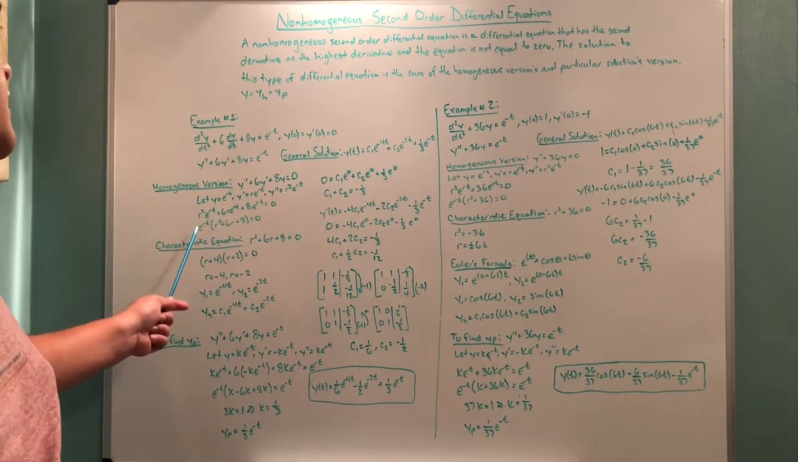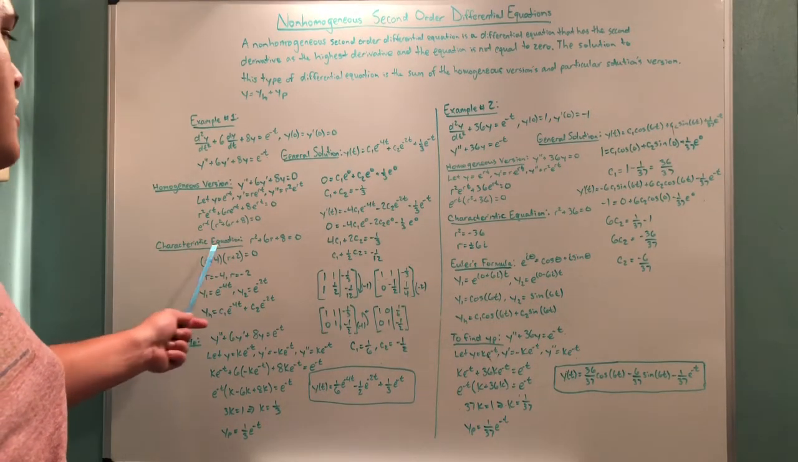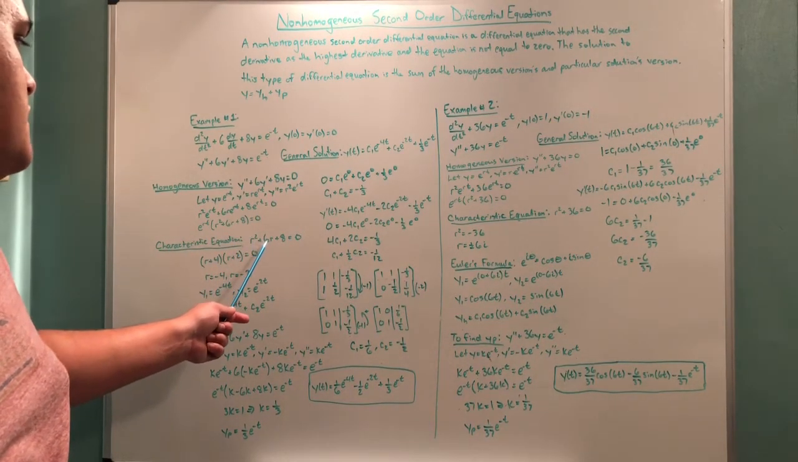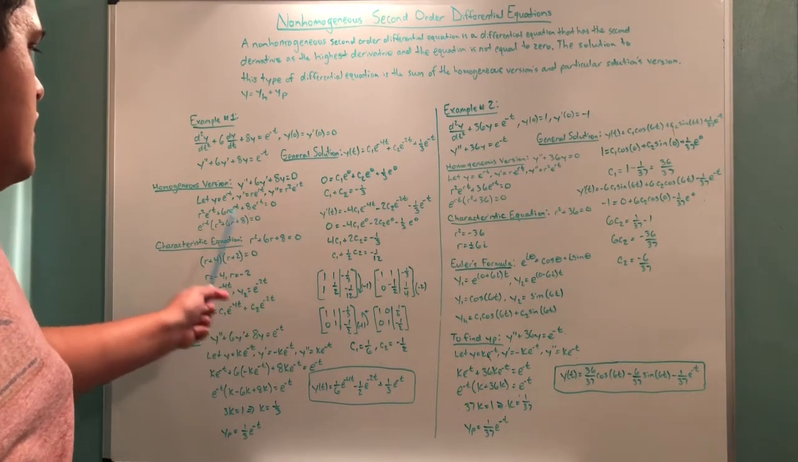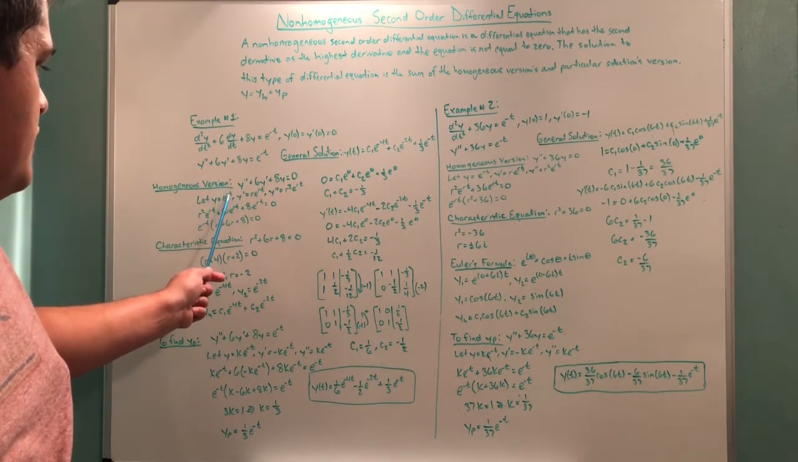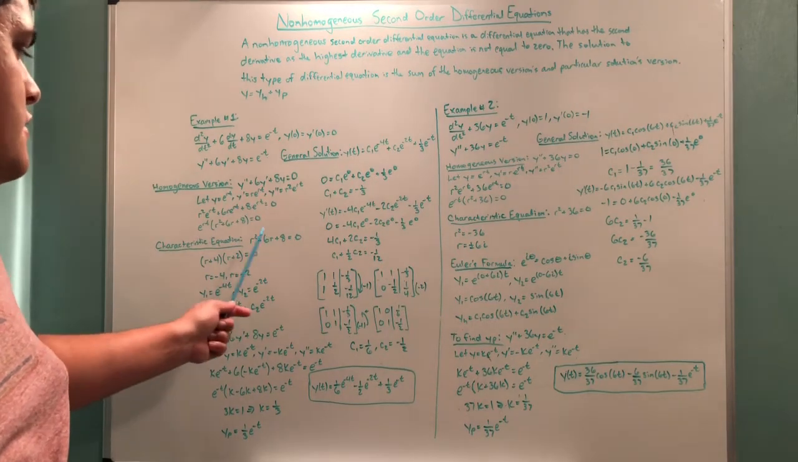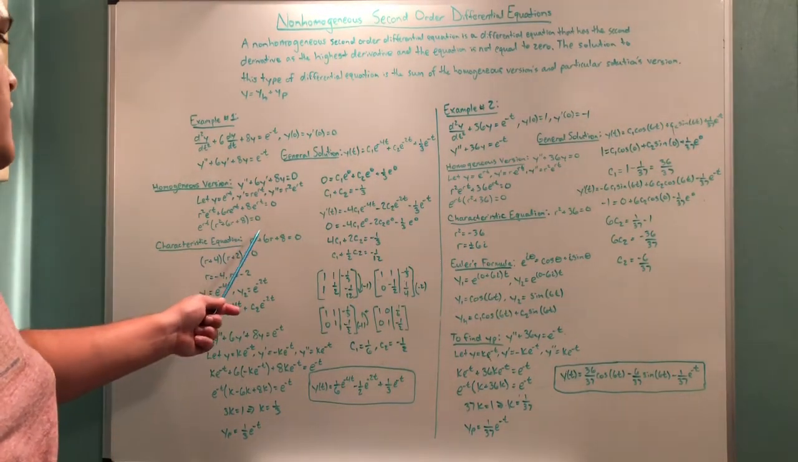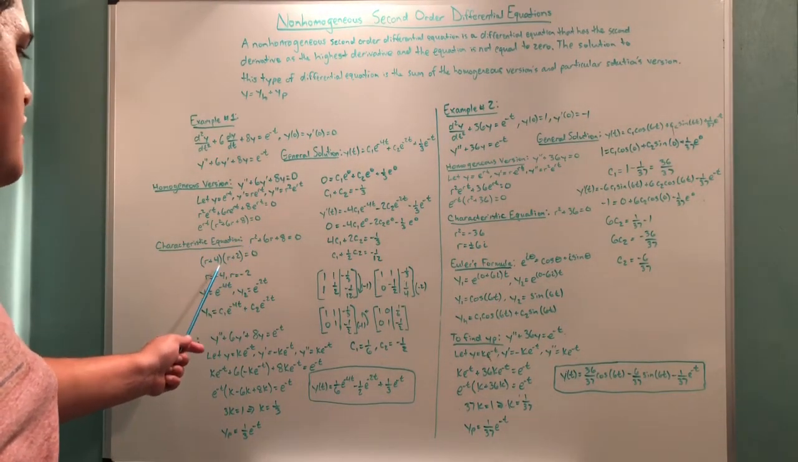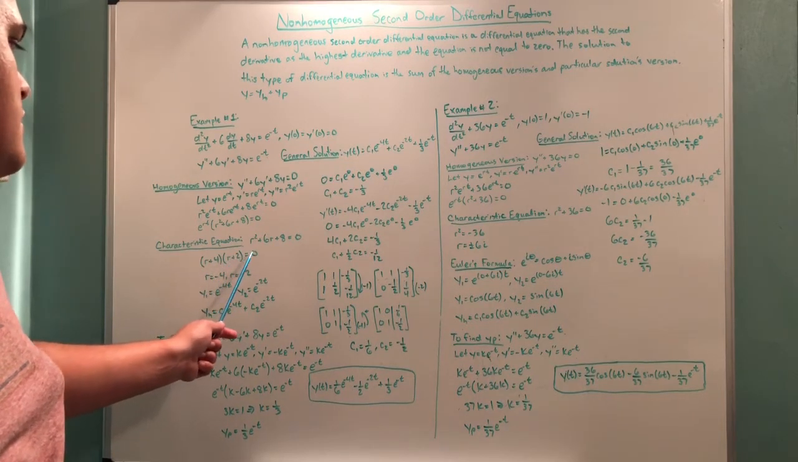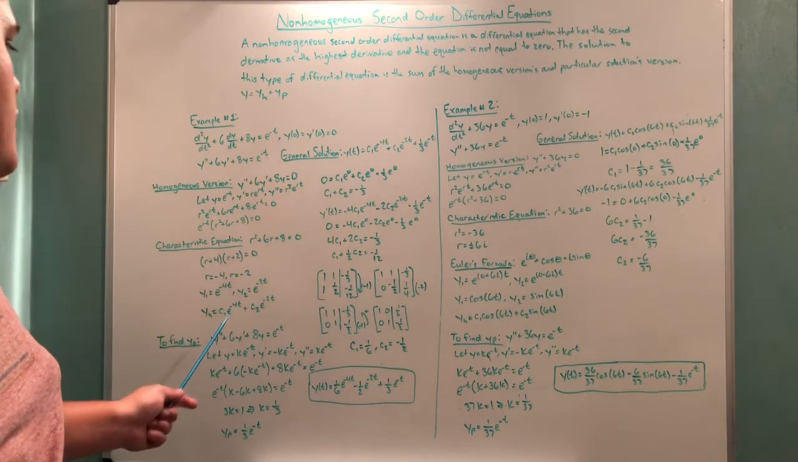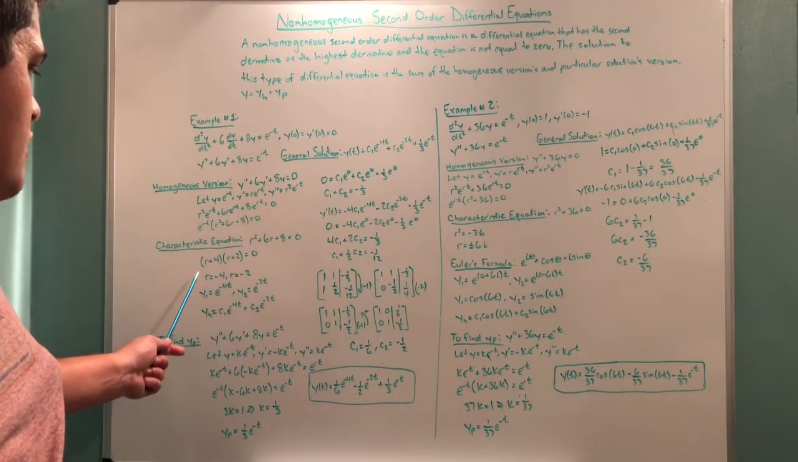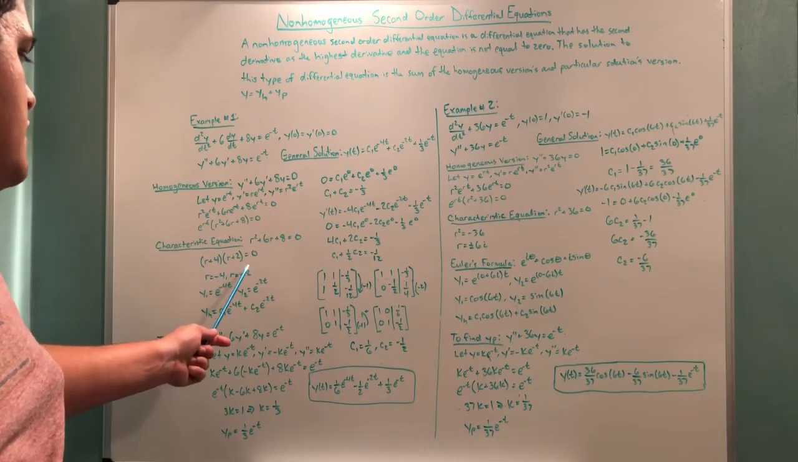We find that we can pull an e to the rt out, and we get our characteristic equation: r squared plus 6r plus 8 is equal to 0. This form, where we have the r, the constants, up in the exponent, is just called the characteristic equation. So now that we have this, we find that we can get two terms: r plus 4 times r plus 2 is equal to 0, because if we multiply these together, we'll get r squared plus 6r plus 8. So now this leaves us with two r values: r is equal to negative 4 and r is equal to negative 2.